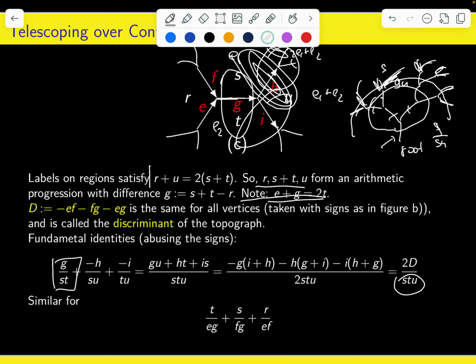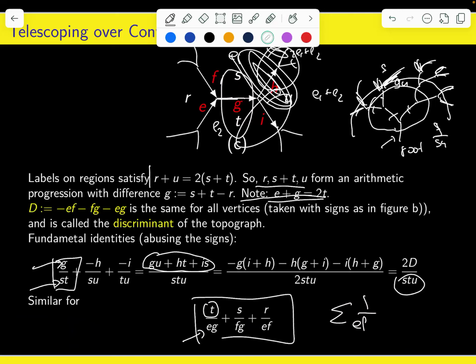And what is funny is that you can do the same when you swap the edges and regions. Here I have a label on an edge divided by labels on the regions, but I can do the symmetric thing: I can take the labels on the regions divided by the labels on the edges, because finally the identity will be exactly the same. Here I have this kind of product. So in a similar way, I can sum 1 divided by EFG over all vertices with labels E, F, G.